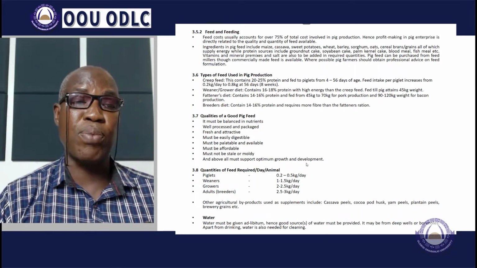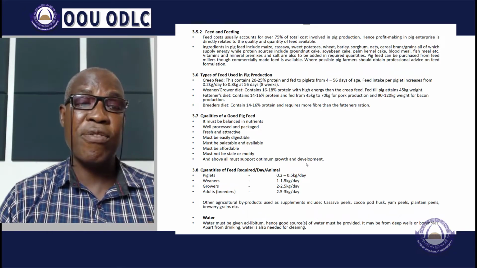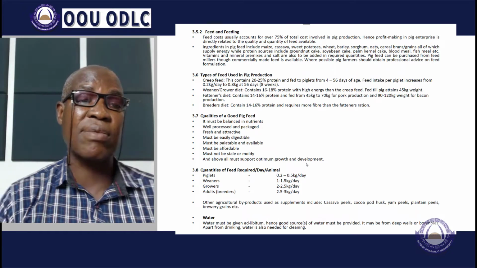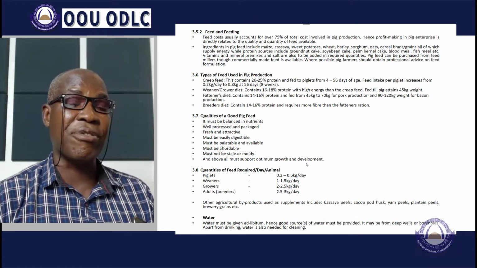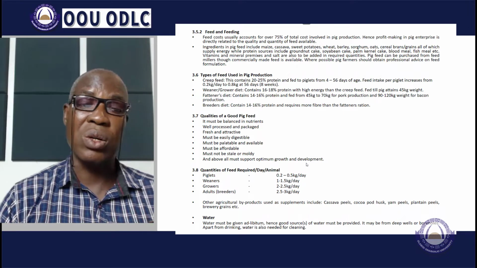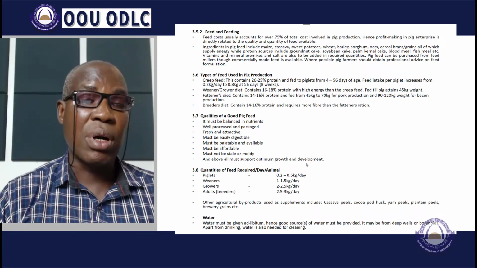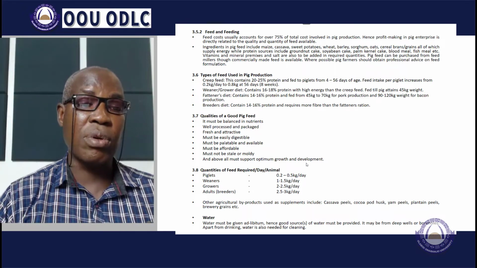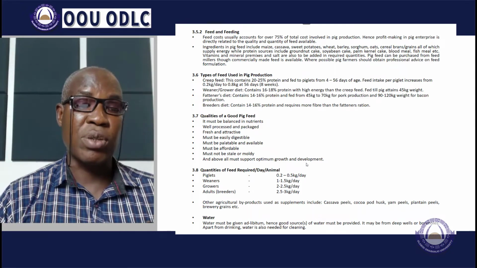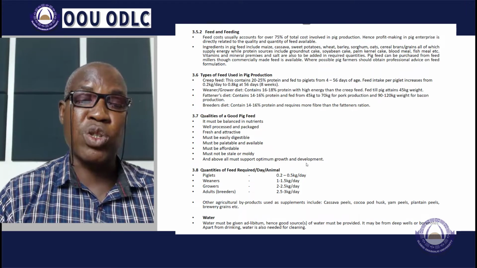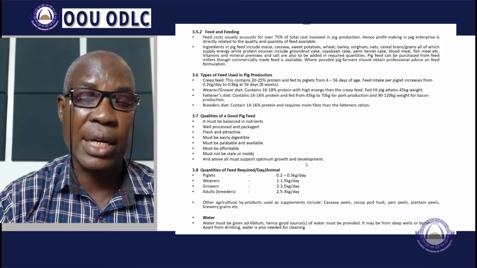Then the feed must be well processed and packaged. It must be fresh and attractive so that the animals can eat it very well. You cannot be giving stale feed to animals and expect them to eat it. It must be easily digestible. It must be palatable and available. It must be affordable, and it must not be stale. Above all, it must support optimum growth and development.